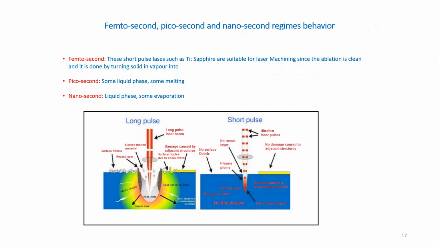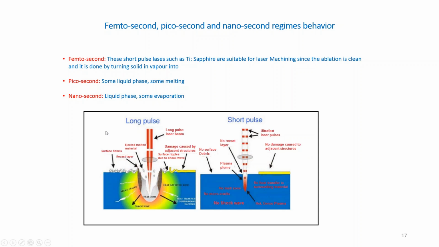Femtosecond pulses, such as from a Ti:Sapphire laser, are suitable for laser machining where you basically don't want big thermal effects. You're very careful not to damage the surface, like when it has composite material with fibers, you don't want to damage the fibers. And you can see that this beam makes a very nice and clear cut. There's no damage to the adjacent structures. There's no plasma plume, no melt zone, no heat transfer to surrounding material, no surface debris.